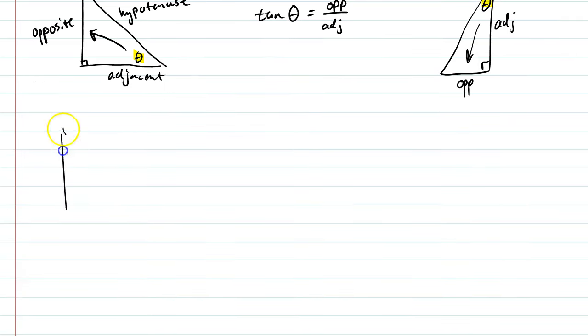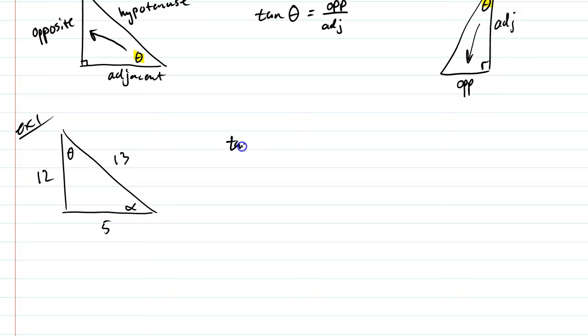Let's say you have a triangle here. And we have a 5, 12, 13 triangle. And I'm going to put theta here and alpha in this corner. There are two different tangents we could set up here. Tangent of theta means that we are standing in this highlighted corner. And that means that we have to think, what is the opposite side? What is the adjacent side?